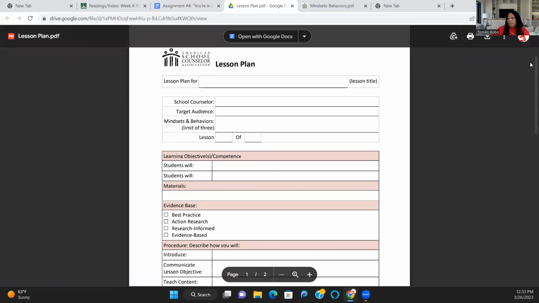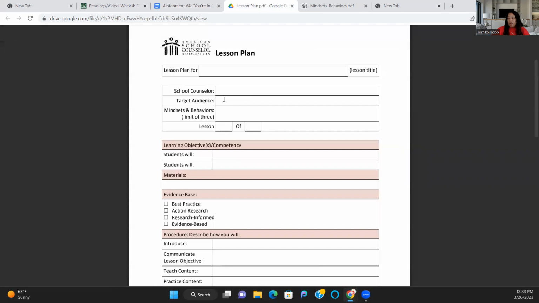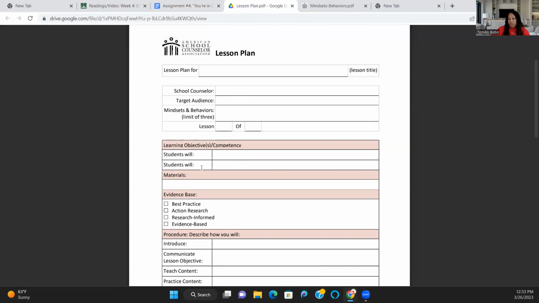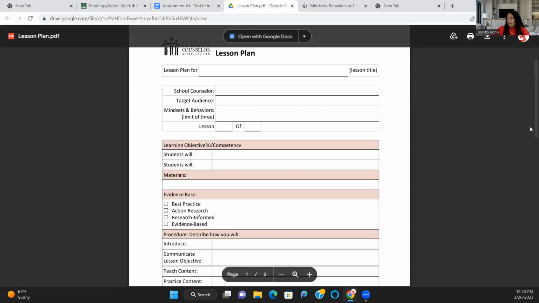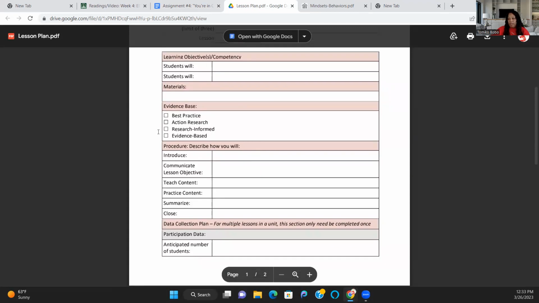When you click on it, this is the lesson plan, and you will fill this. So this is the lesson plan for the title of the group. And we would say this is lesson 1, the school counselor, the targeted audience, and then the behavior mindsets that you would include in there. This would be lesson 1 of 8. And then here are what the students will learn, the learning objectives, the materials needed, the evidence base, whether it's action research, research informed, or evidence-based practices. If you're using any type of theories, it would be evidence-based practice.